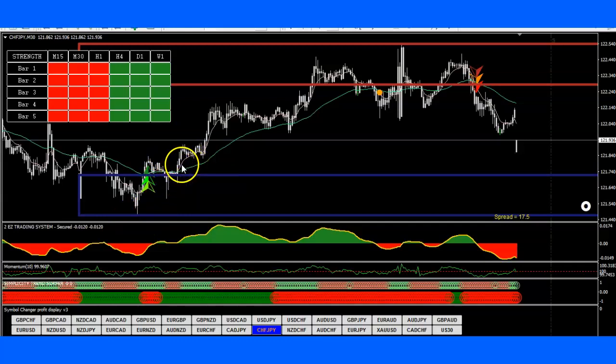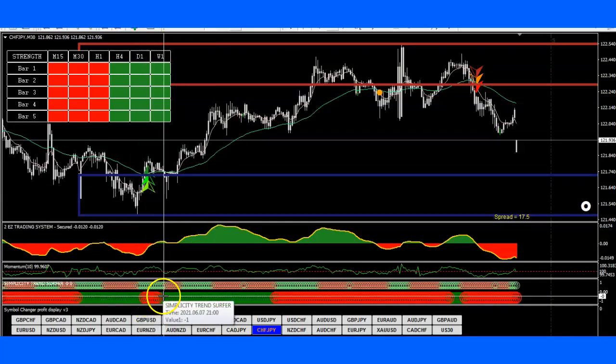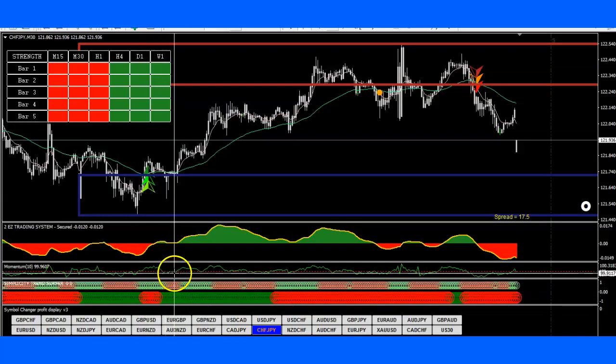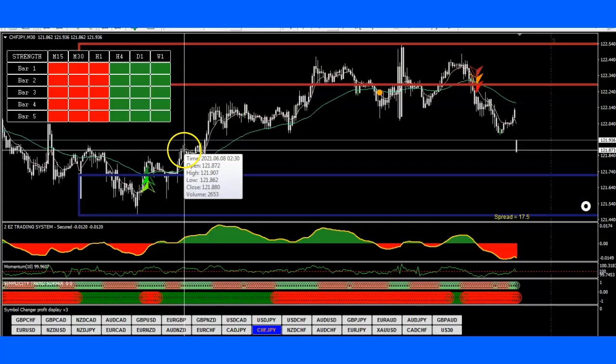Then I'll wait for this to cross again, the 8 crossing the 50. Then all my indicators are in confluence. After here, the confluence happened. I wouldn't enter the trade anywhere here because I have red here, but as soon as I start seeing green here, I will wait for the MACD to be above, and I'll probably enter here.